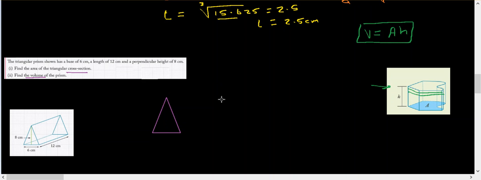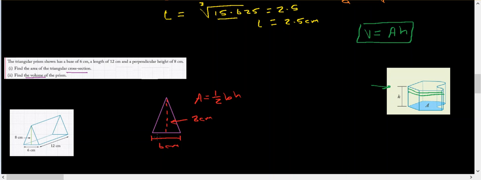Now if we remember when we're looking at triangles, what's the area of a triangle? The area of a triangle is equal to half the base multiplied by the perpendicular height. So it's half the base by the height. So we can see here that the base is 6 centimeters and the perpendicular height, so that's coming up from the base, is equal to 8 centimeters.